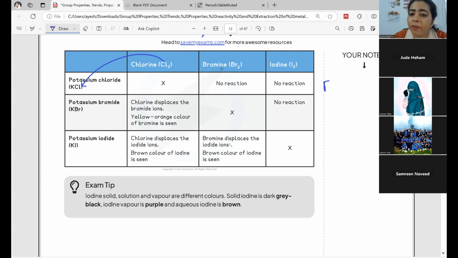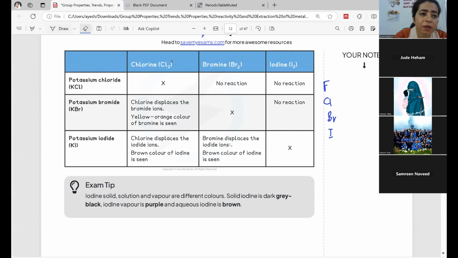We have fluorine, chlorine, bromine, iodine, like this. Top means it is going to be more reactive. The last one means the less reactive one. So bromine is under the chlorine. So it means bromine cannot go and replace chlorine. So no reaction. Iodine is also under the chlorine. So iodine cannot go and replace the chlorine. So no reaction. Now we are going to see whether chlorine can replace the bromine or not.